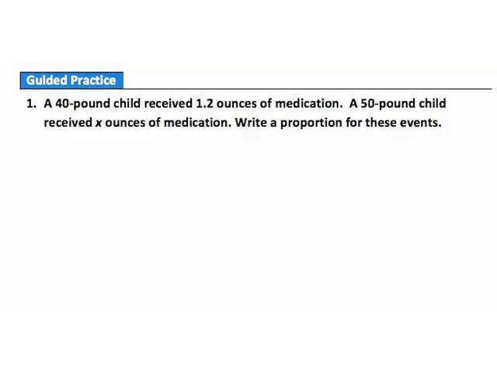Question 1. A 40-pound child received 1.2 ounces of medication. A 50-pound child received X ounces of medication. Write a proportion for these events. Well, I need to be consistent in my proportion. And so the way that I'm going to set mine up is I'm going to set it up pounds in the top and ounces in the bottom. As long as I'm consistent now, I'll set up the proportion correctly.